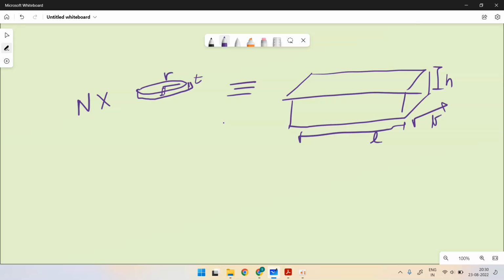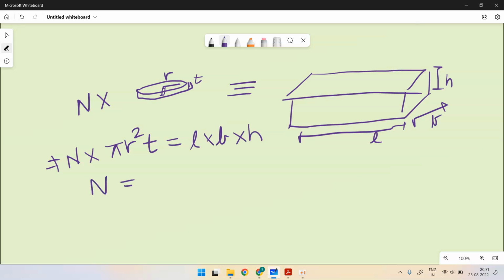N number of coins need to be melted to form this cuboid, which implies that the volume of n number of coins will be n into the volume of one coin. The volume of a cylinder is pi r square h, here h will be t, the thickness given in the question, and this is equal to the volume of the cuboid. What is the volume of the cuboid? L into b into h.